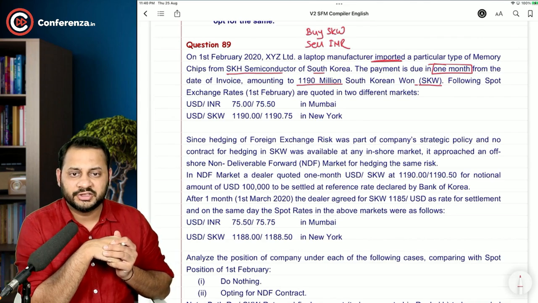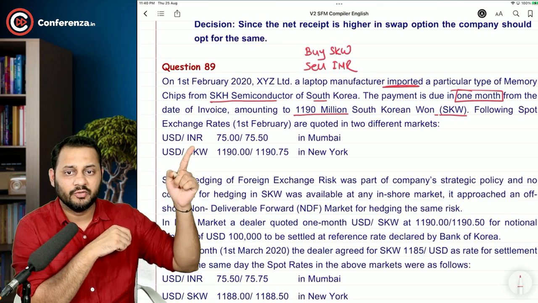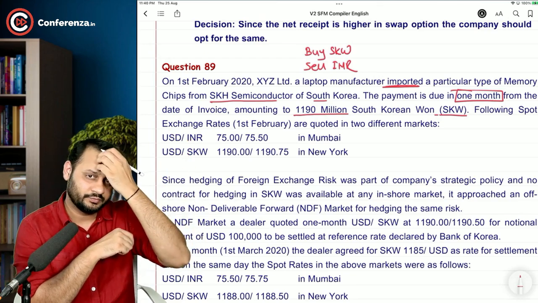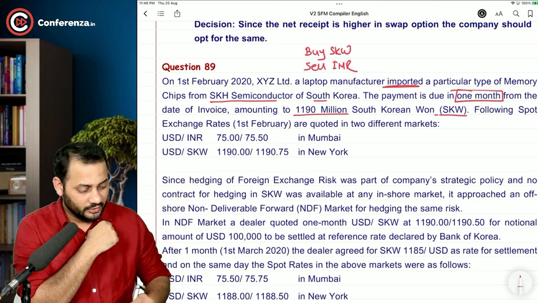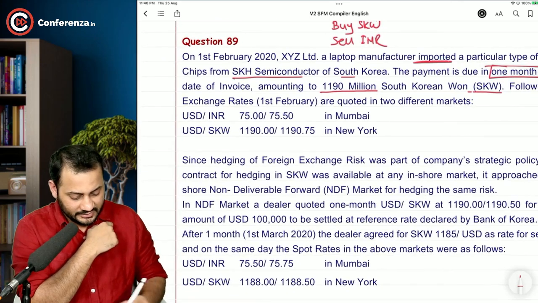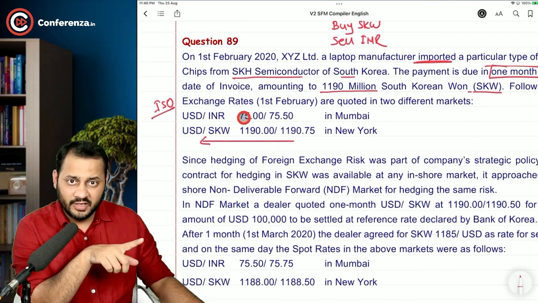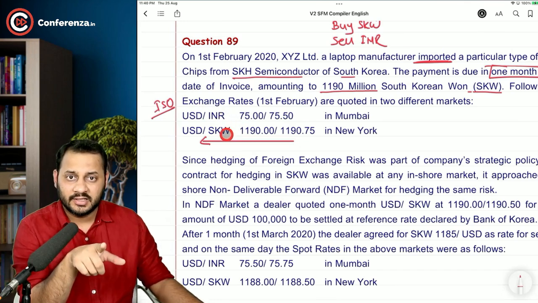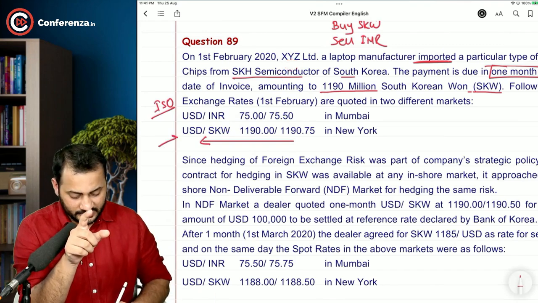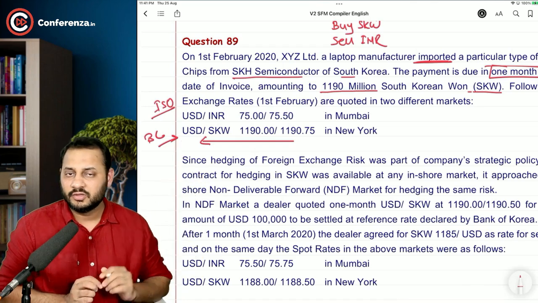Following spot exchange rates are quoted in two different markets. You can see that the direct rate of SKW with INR is not given to you. USD INR, USD SKW is given, and if you look closer at the rates, these are given in terms of ISO codes. So it has to be read like this: 75 INR per dollar, 1190 SKW per dollar. Dollar is the base currency here. So whatever you want to decide, decide in terms of US dollar.